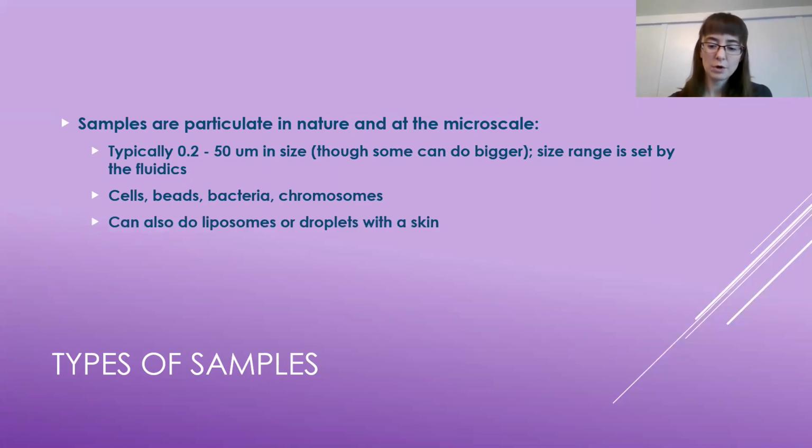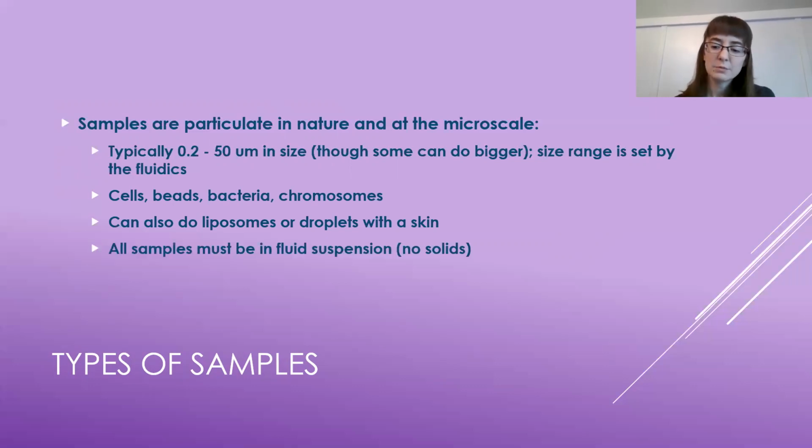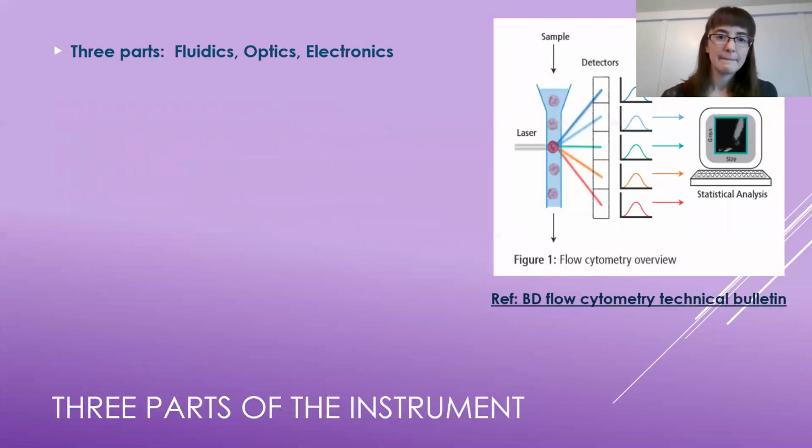Interestingly, there's some newer work where people actually take aqueous droplets and then surround them and do multi-layer emulsions, and then you can actually run aqueous droplets through the flow cytometer by giving them effectively a lipid layer skin. And it's important to note that you can't analyze a solid, so you have to have some kind of particulate sample that's suspended in aqueous solution.